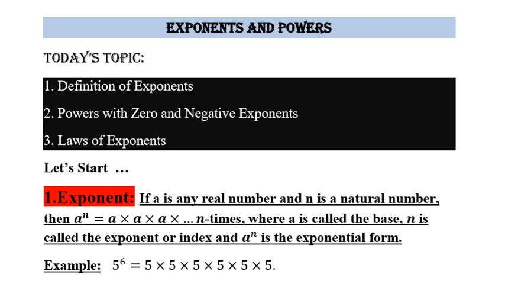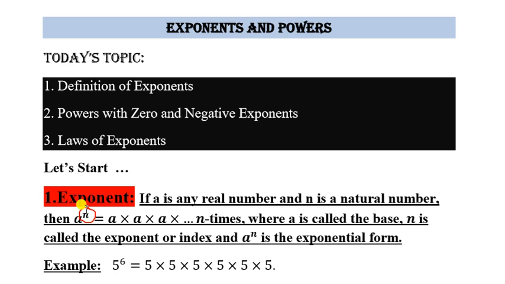Exponent, see, I have written here one definition of exponent, that is: if a is any real number and n is a natural number, then a to the power n is equal to a into a into a into dot dot dot, n times. That means when n is given as 3, we have to write a into a into a, 3 times. If it is given 7, we have to write a 7 times, a into a into a into a into a, like that.